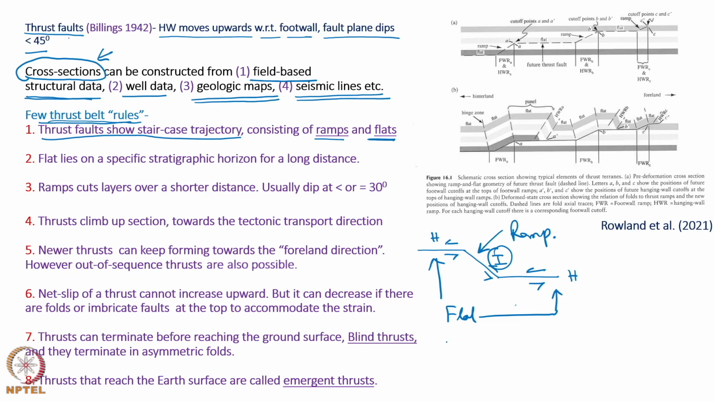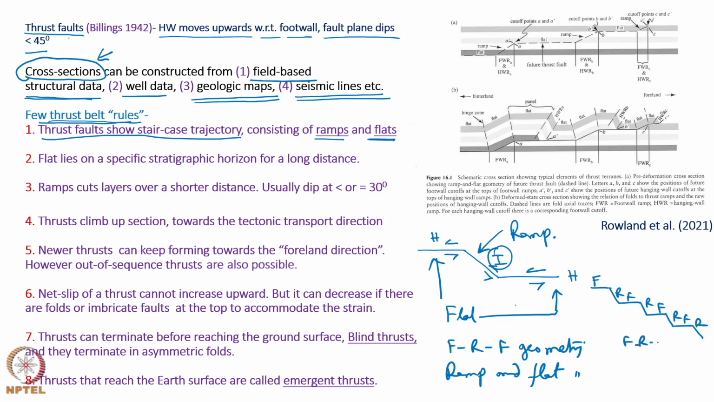So, here we can say it has FRF geometry, or we can call it ramp and flat geometry. There can be staircase like several ramps and flats. So, we can call this, starting from here, FR FR FR geometry, or simply ramp and flat geometry.